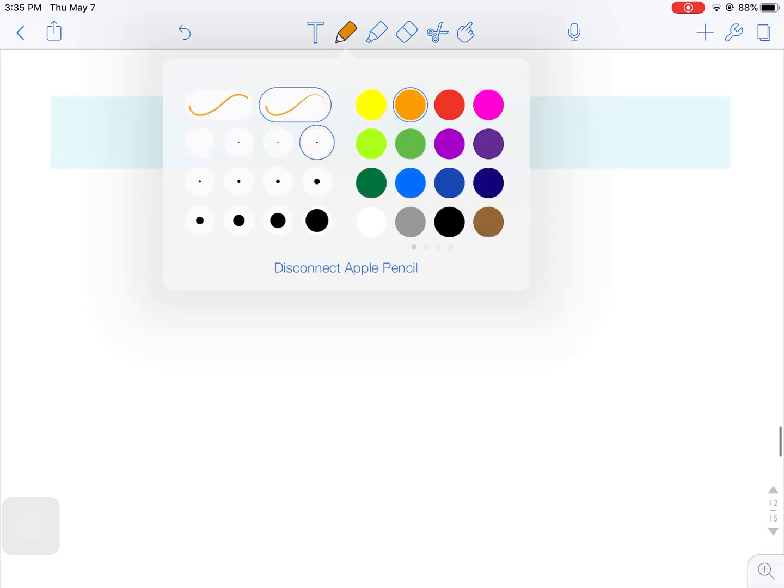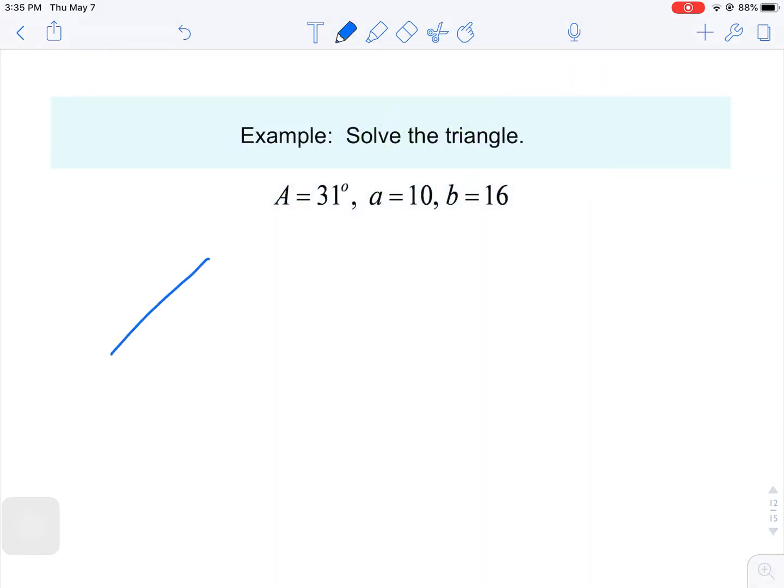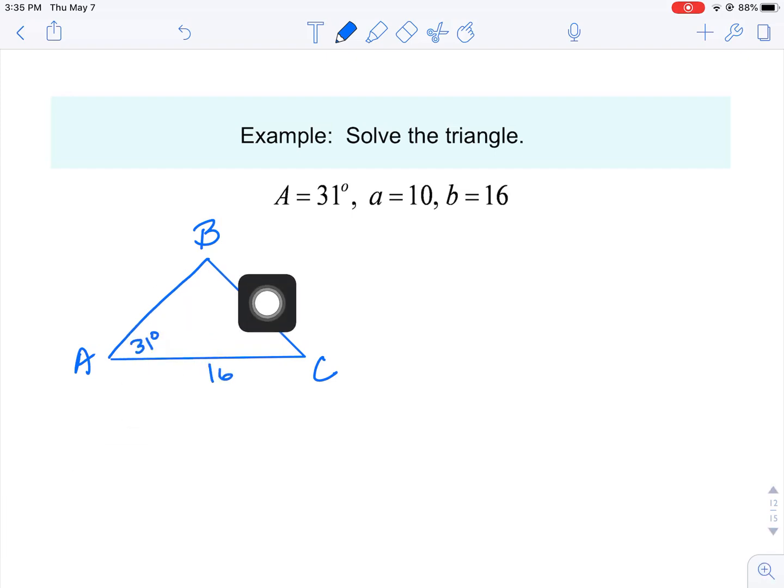So here's my first example, and I'm going to draw myself just a generic triangle, and I'm going to label it ABC. So A is 31 degrees, side A is 10, side B is 16, and you can see we have a situation with two sides and an angle not between the two sides. So I can have 0, 1, or 2 solutions. And I can use the law of sines because I have a side and I have the angle opposite it. So we're going to start there.